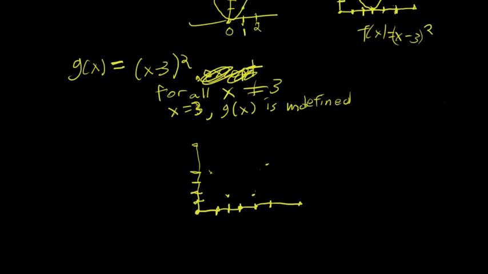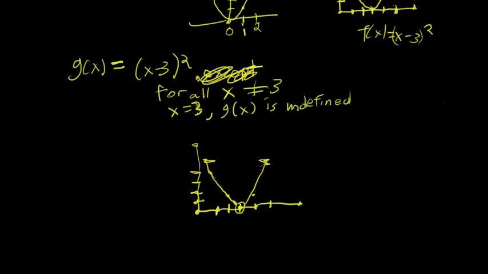At x equal to 3, it's undefined, so we have an open circle here. It's not defined here, so I just ignore that dot there. Okay, so it continues like so, but it's undefined at x equal to 3.